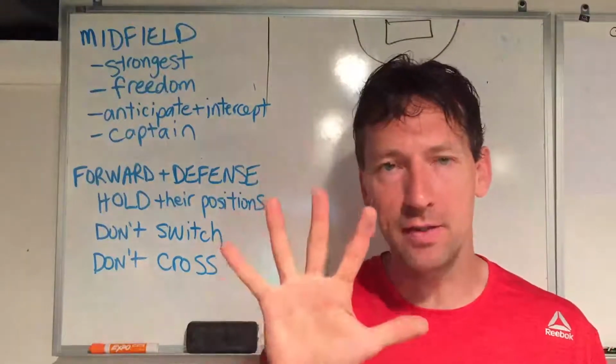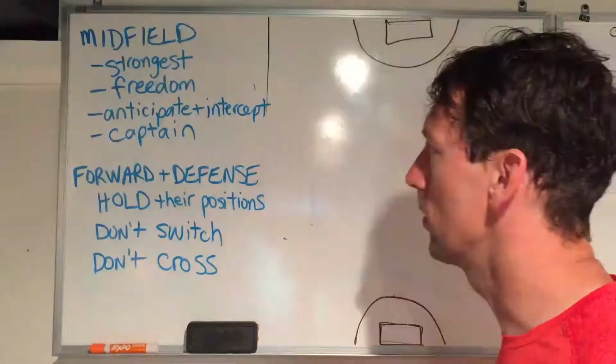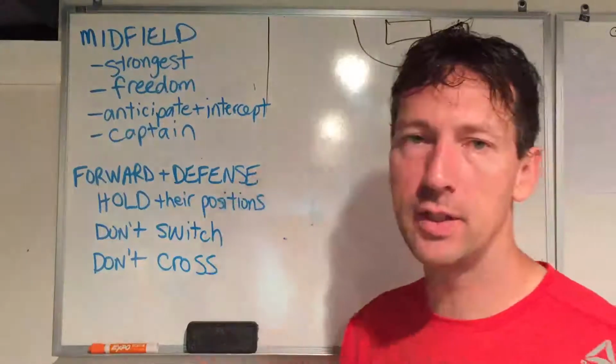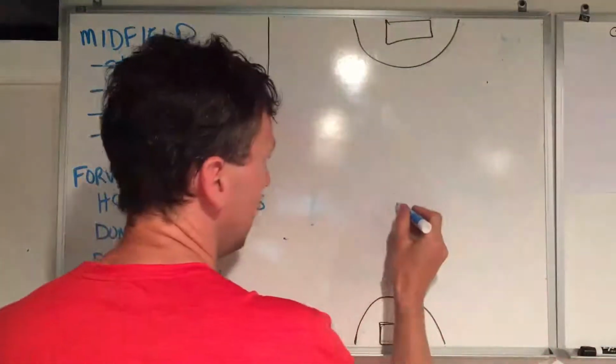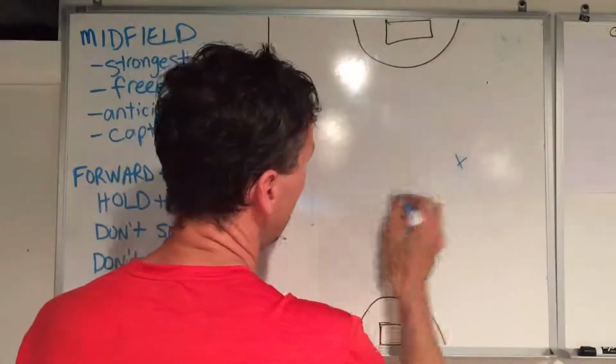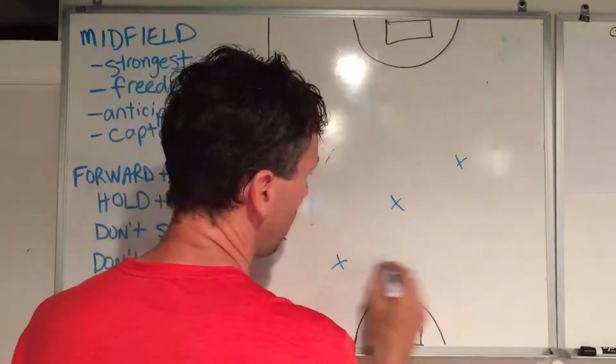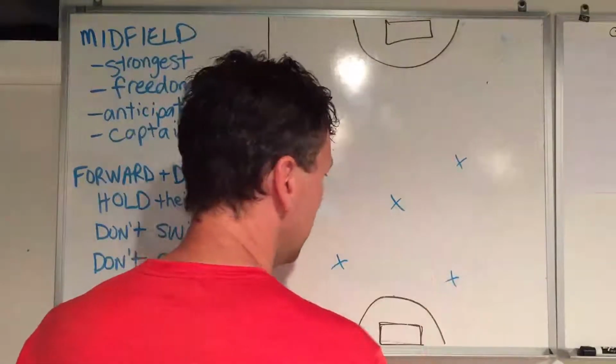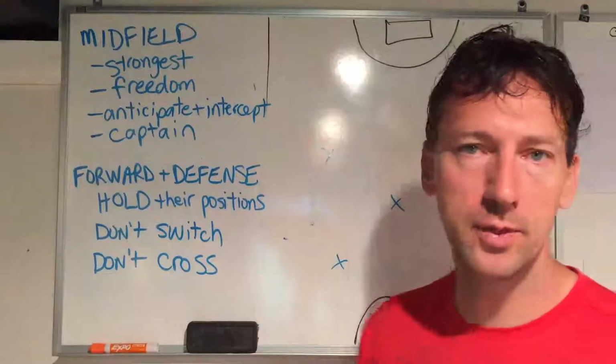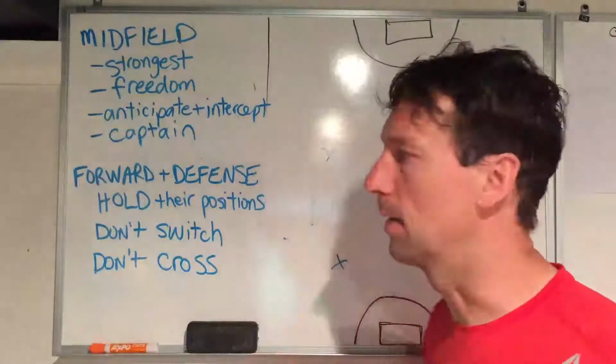So we have 5 on the field, and we are talking about the positions right now. Midfield, forward, and defense. Last video we learned about the star formation. That's what I use. 2 forwards, 2 defense, and 1 midfield. So now I want to talk about the different positions and what you have to teach them.